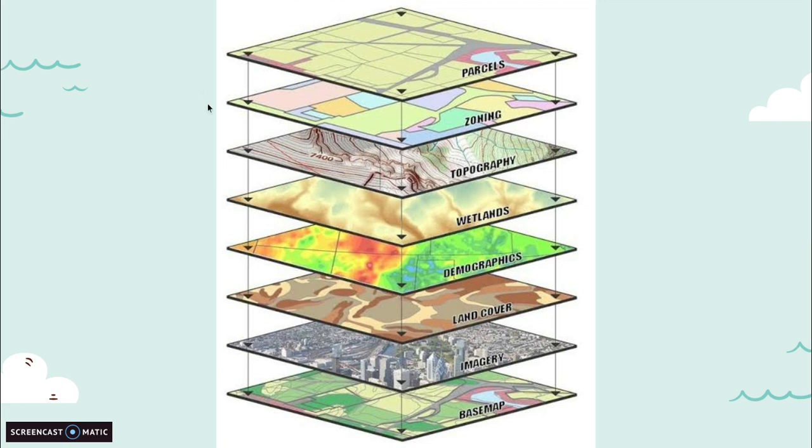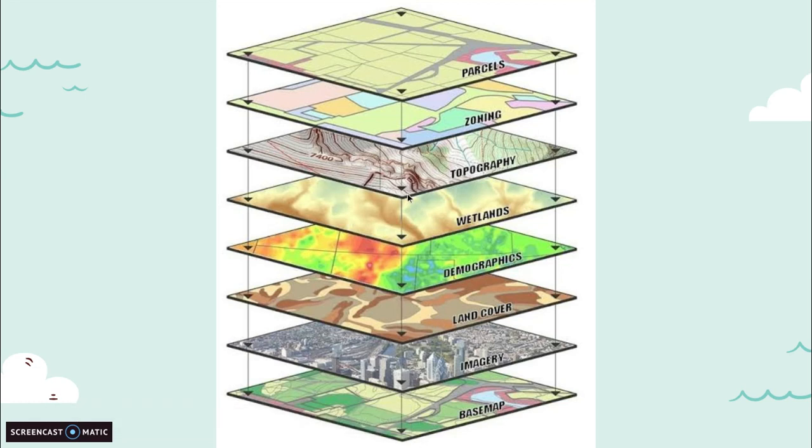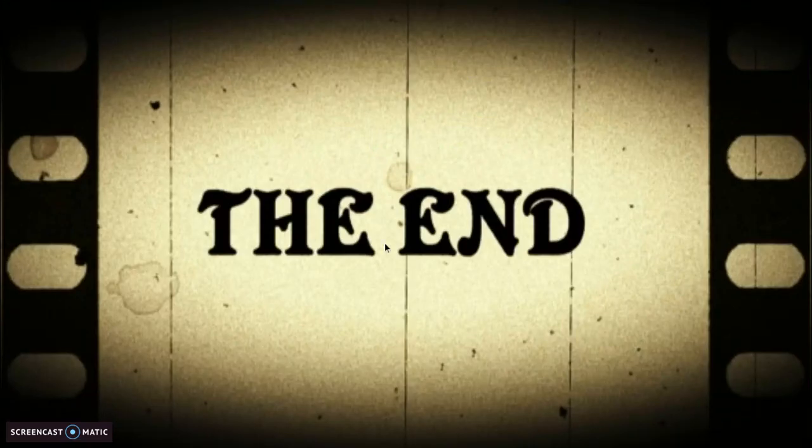They could have political zoning. Okay, this section of the city goes to one elementary school. This section of the city goes to another elementary school, and so on. All right, so one base map has a bunch of different layers of information within it. That is a GIS. All right, that is not the end yet.